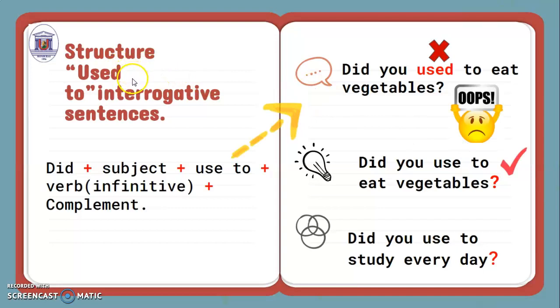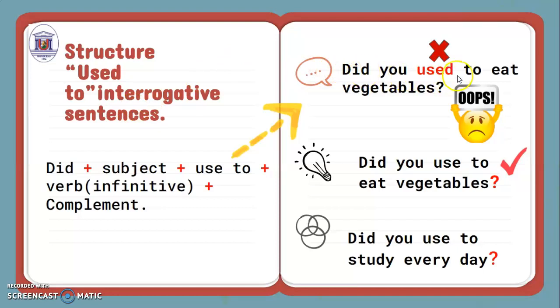Structure of used to in interrogative sentences. How you are going to ask a question to a person about the past, about what he used to do or she used to do. Did plus the subject plus use to plus verb in infinitive as always plus the complement. Here I have some examples for you. You are going to be clear about this topic.